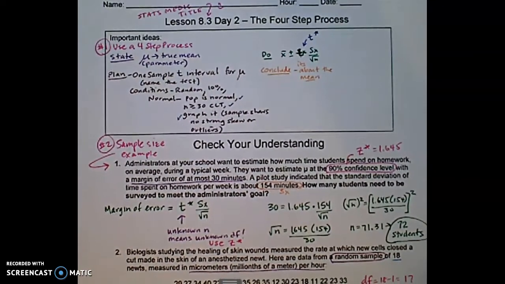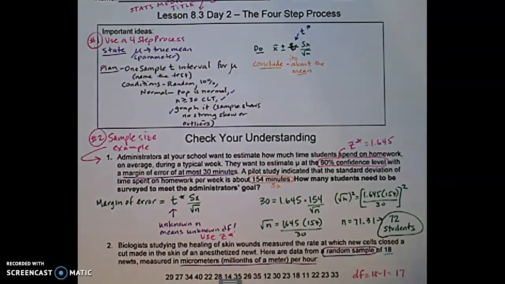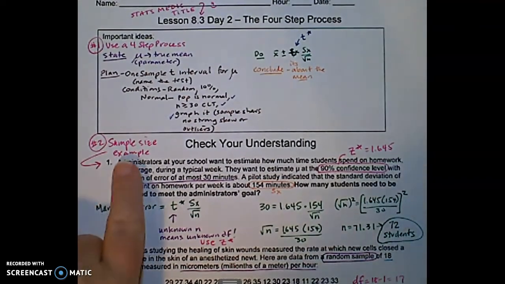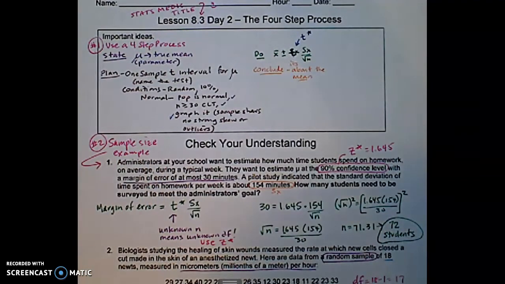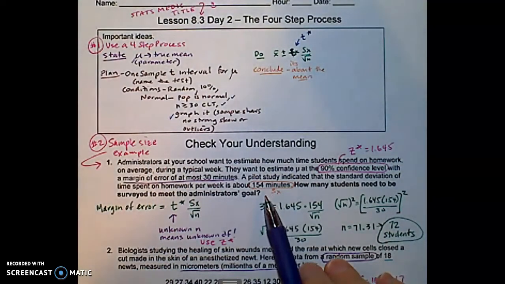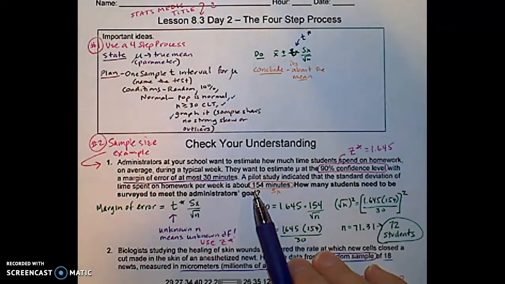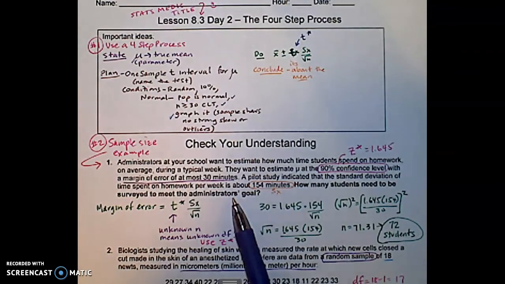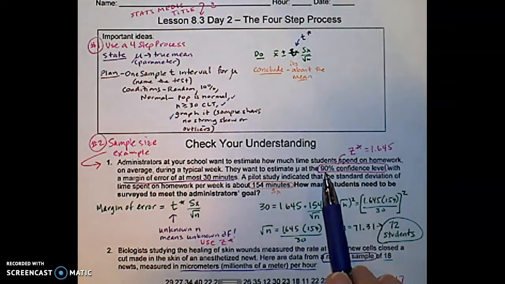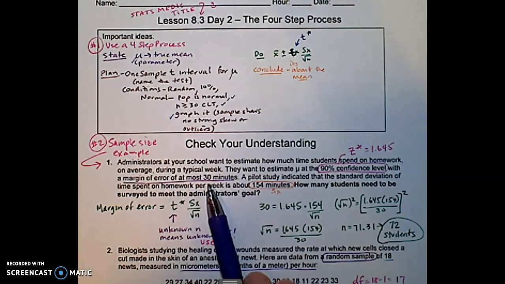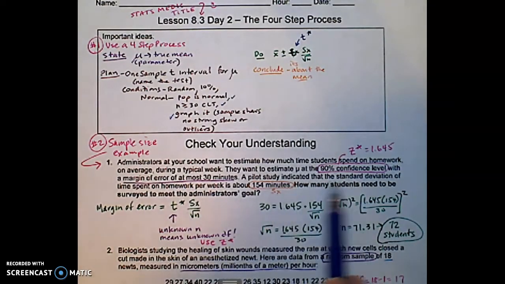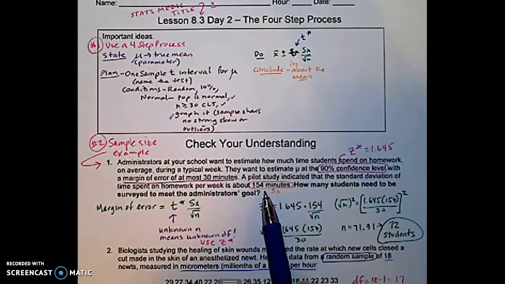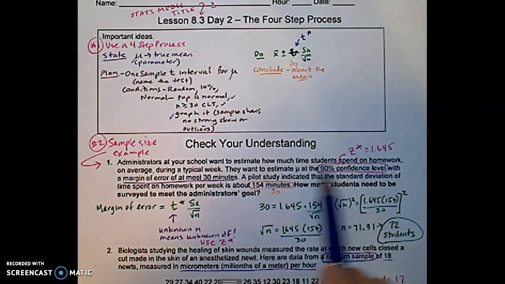The next problem I want to go over shows an example of how to find the sample size given a margin of error. This is a good problem. You might want to stop the video and read it real quick. Basically, we want to see how much time students are spending on homework on average in a typical week. We want a 90% confidence interval with a margin of error of 30 minutes. A pilot study indicated a standard deviation of about 154 minutes. How many students do we need to use to meet the goal to estimate a margin of error of at most 30 minutes?